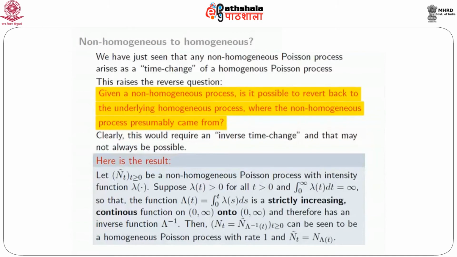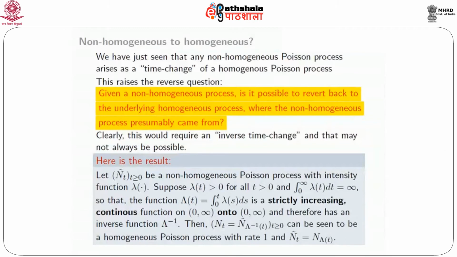Now look at the process N t. Remember, we started with a non-homogeneous N tilde process. Look at the N tilde process at time Lambda inverse of t, and call that N t. Then one can easily see that this is a homogeneous Poisson process with rate lambda. I'll leave the details. The one that you started with, namely N tilde t, is nothing but the capital Lambda time change of this homogeneous Poisson process N.